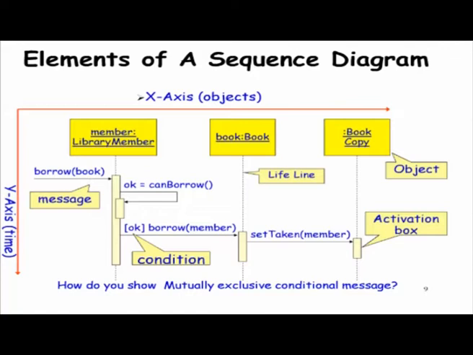And once the book object is invoked with the borrow member parameter, it invokes the set taken the member and the book copy. So the book copy is updated. So once borrow book is invoked on the member, can borrow checks whether the member has exceeded the number of books they can borrow. If it has exceeded, say 5 or something, then this method will not be invoked and the member cannot borrow any book. But if the member can borrow, then the borrow method of the book is called, and the book updates the member record on the book copy.